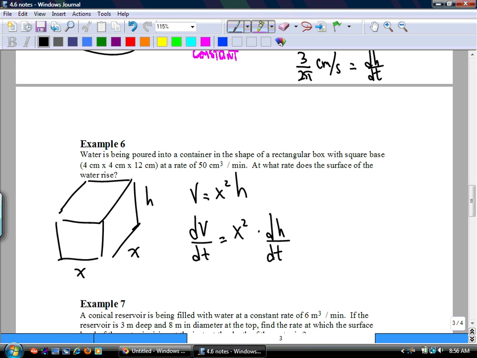Now why didn't I do anything with this? Because it's a constant. So put 50 in for dV dt, put 4 in for x, and find dH dt.